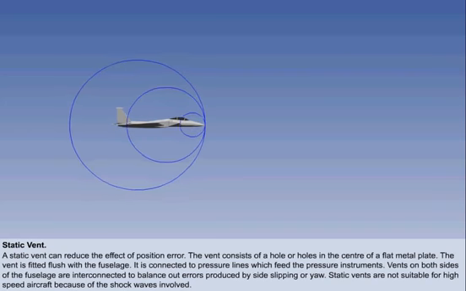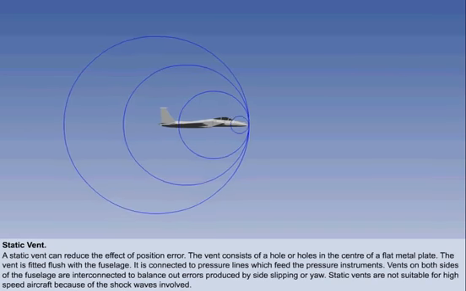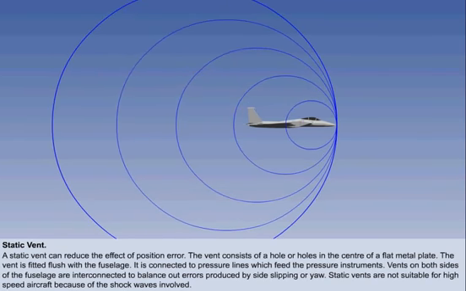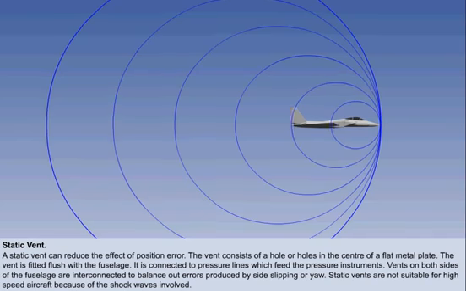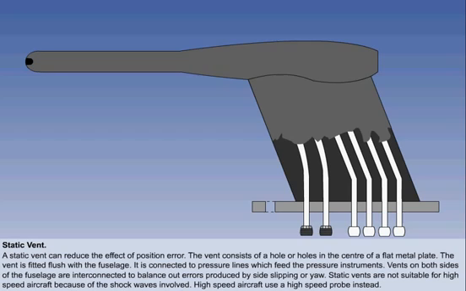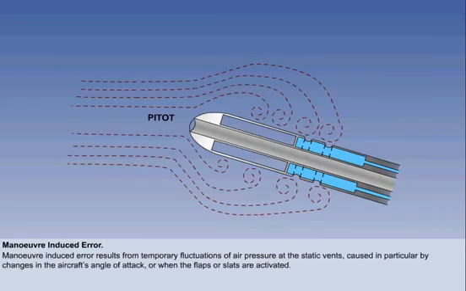For instance, aircraft designed for very high speed are unsuitable because the shock waves generated at high Mach numbers can produce significant errors in the pressure sensed by a static vent. On very high speed aircraft, therefore, a more sophisticated combined pitot-static head or high-speed probe is used. This will have been specially designed to reduce position error, but will be more expensive than the basic combined probe found on low-speed aircraft. The second error we will consider is maneuver-induced error.